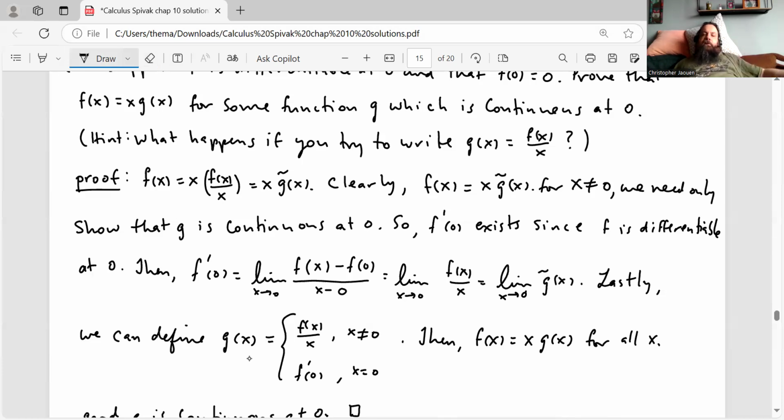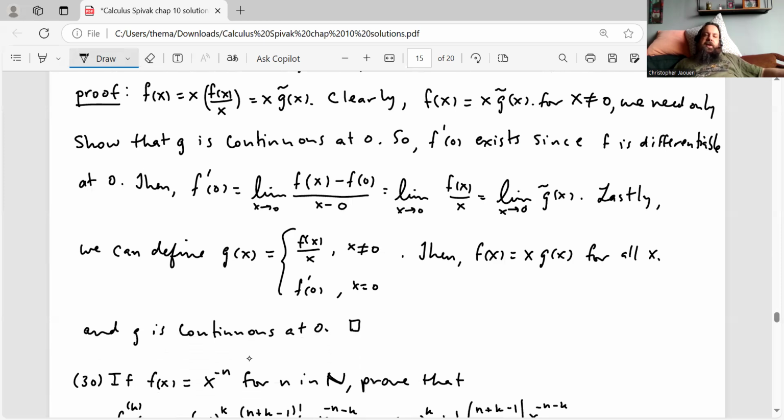All right, so f prime of 0 exists since f is differentiable at 0. Then f prime of 0 equals the limit as x goes to 0 of f of x minus f of 0 over x minus 0, which is the limit as x goes to 0 of f of x over x, which is equal to the limit of g tilde as x goes to 0. Lastly, we can define the function g of x to be equal to g tilde of x if x is not 0, and f prime of 0 when x is 0. And then you get what you want. So f of x is x times g of x for all x, and g is continuous at 0.